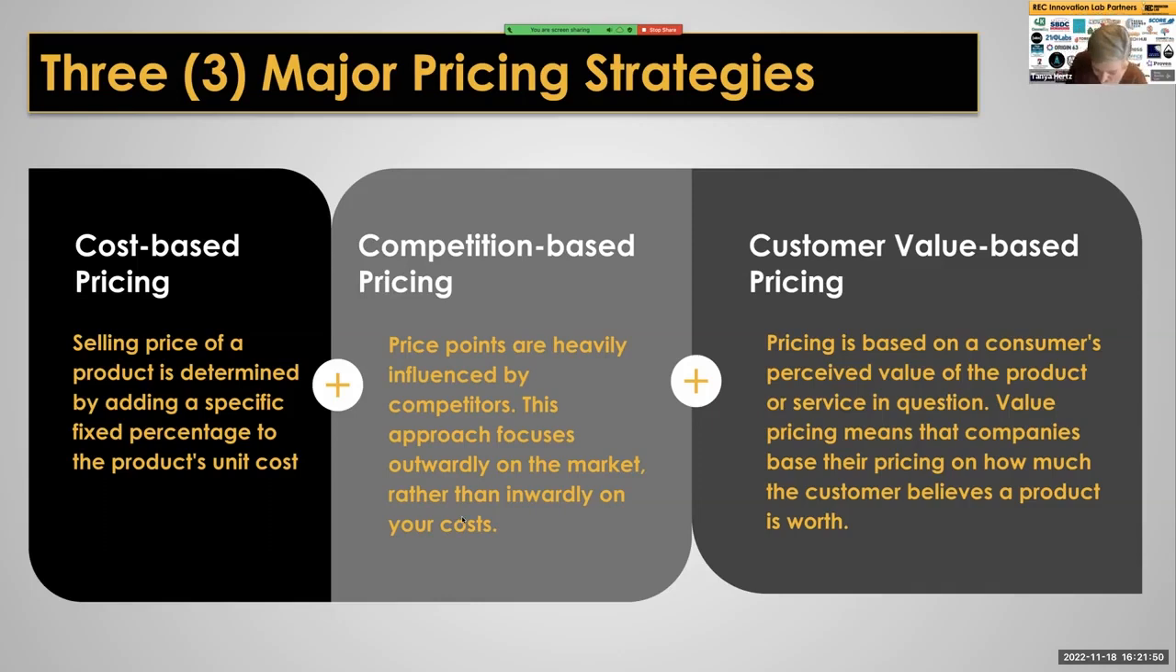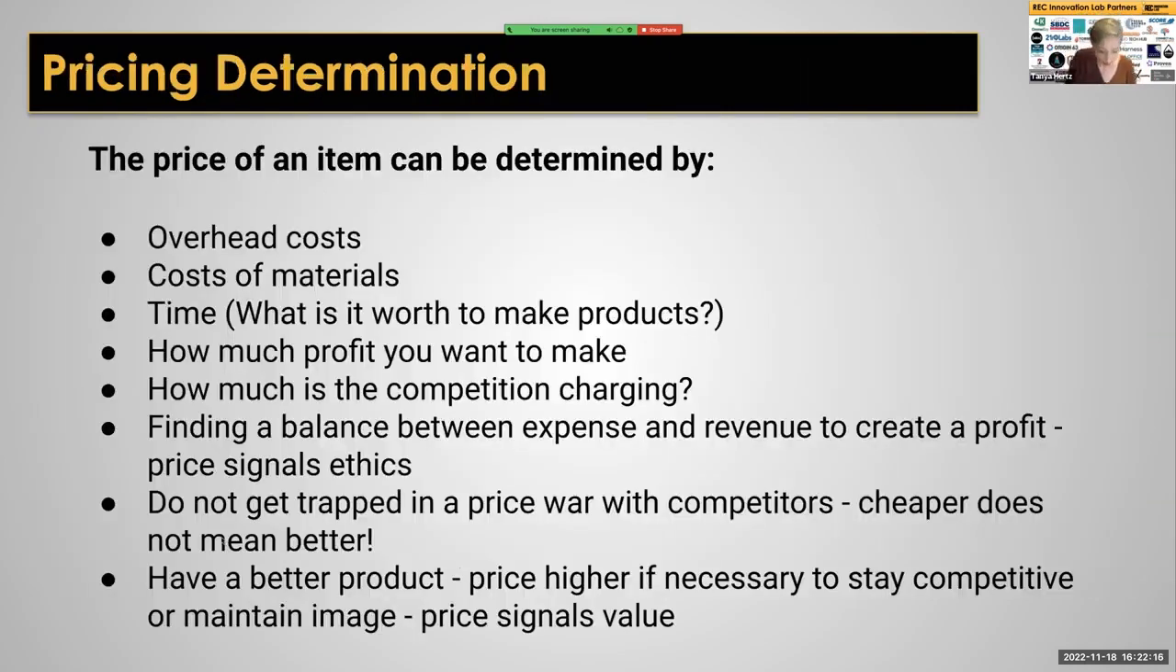So in this pricing model, we need to understand that price signifies or signals value or worth. And a customer will make assumptions about quality, will make assumptions about the ethics of your company, about the cleanliness of your company based on the price. So all of those things need to be considered when you're thinking about pricing. And so many things go into the determination of price. How much you're paying for overhead, how much you're paying for materials, your time, how much profit do you want to make or expect to make, how much is the competition charging, how does your price signal to your customers whether or not you have an ethical, fair, decent company.